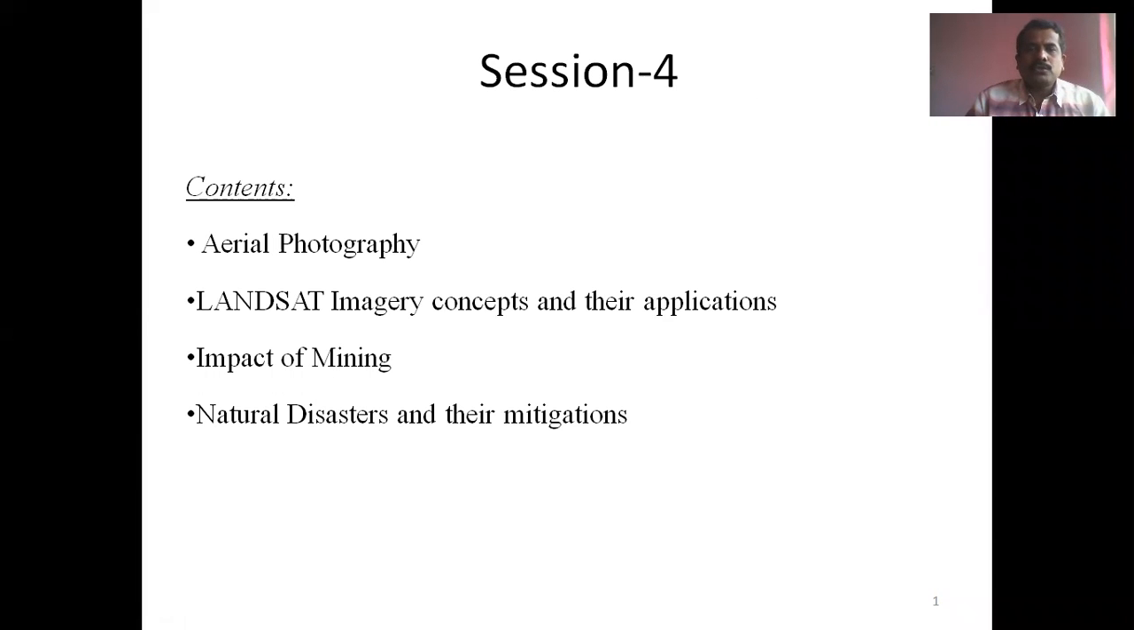Hello, welcome to the fourth session of module 5. In this particular module, we are going to see aerial photography, that means aerial photogrammetry, we can say, Landsat imagery concepts and their applications, impact of mining, natural disaster and their mitigations.